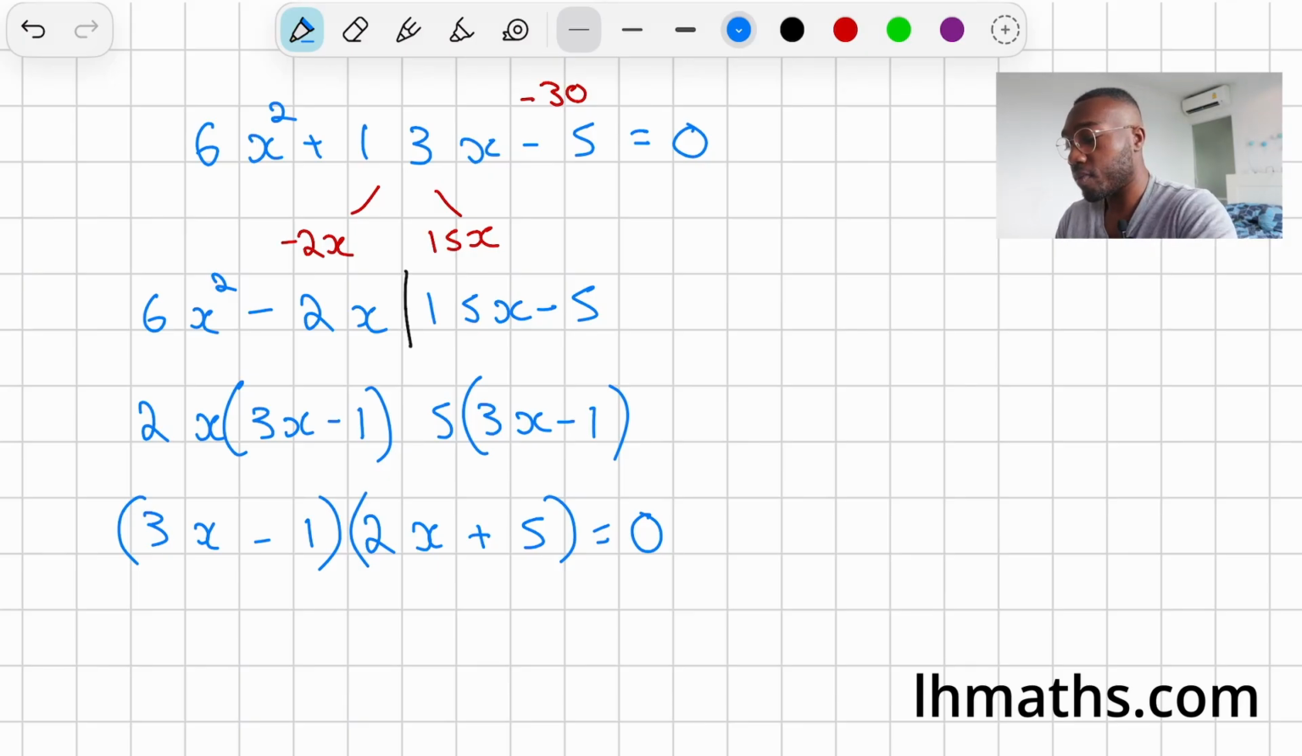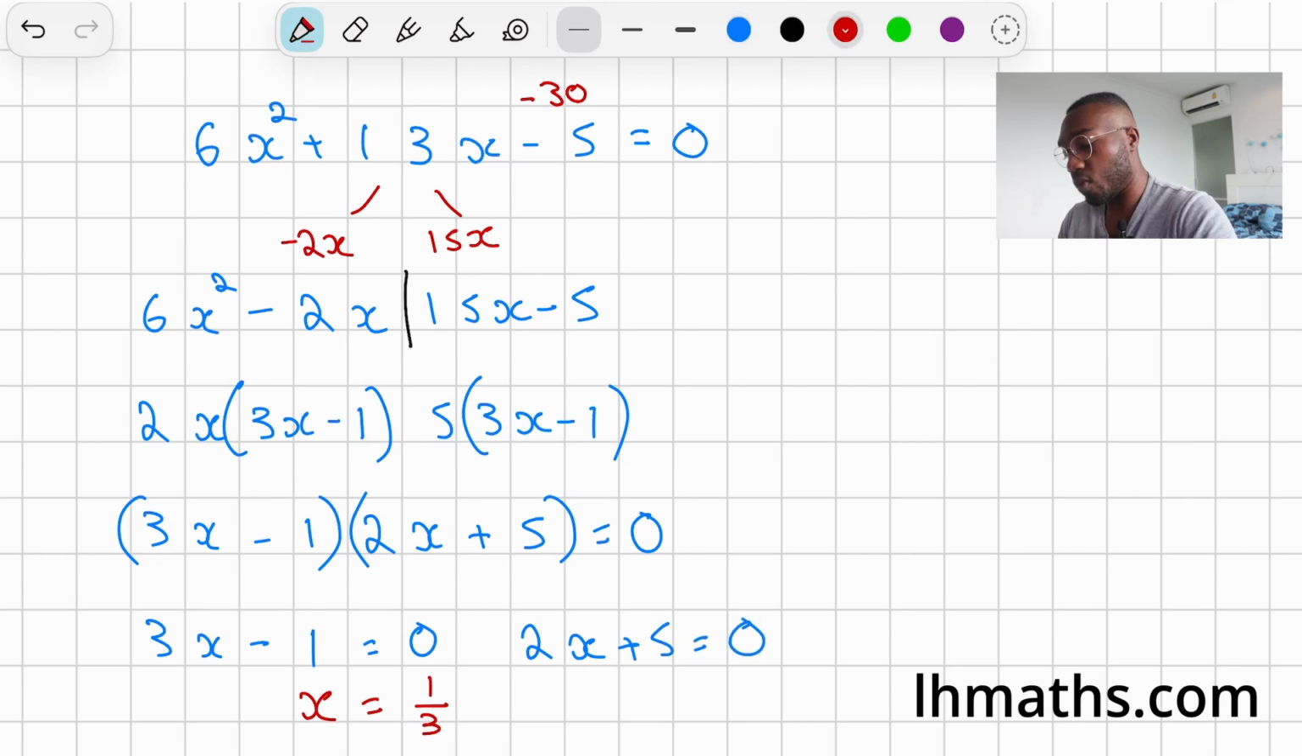So now, if we do 3x minus 1 is equal to 0, if you work all this out, you will get x is equal to 1 over 3. And then we have 2x plus 5 is equal to 0. And if you work that out, you'll get x is equal to minus 5 over 2.